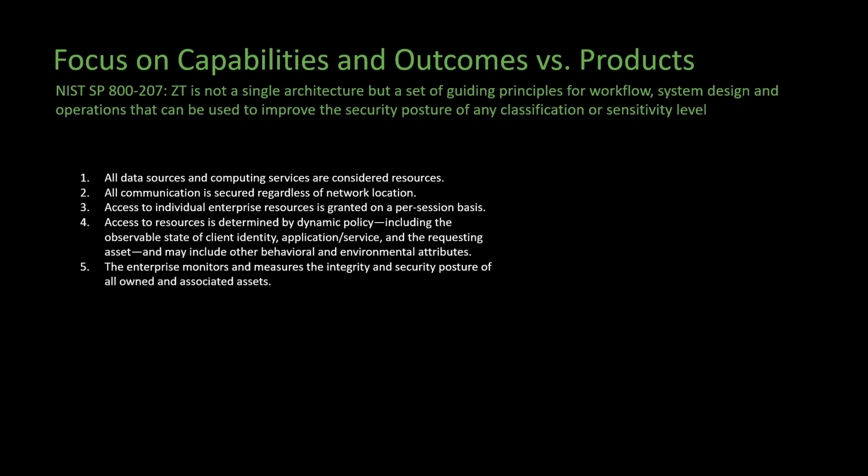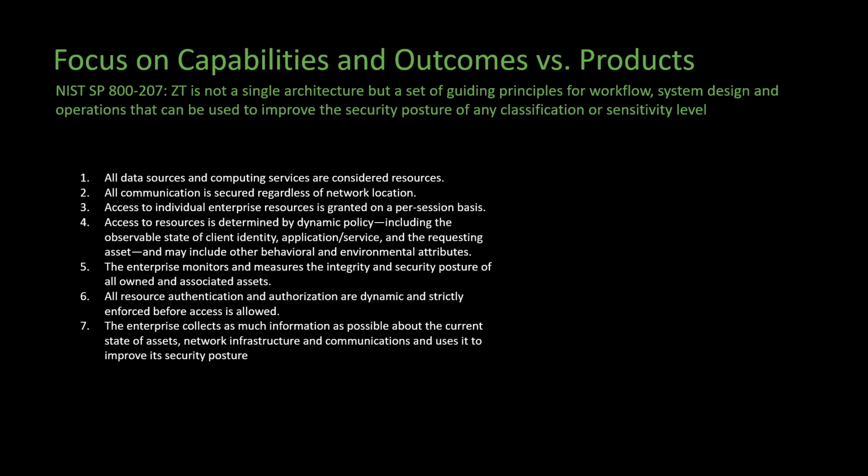The enterprise monitors and measures the integrity and security posture of all owned and associated assets. And then you've got all resources, authentication, and authorizations are dynamic and strictly enforced before access is allowed. The enterprise collects as much information as possible of the current state of assets, network infrastructure, and communication, and uses it to improve security posture.